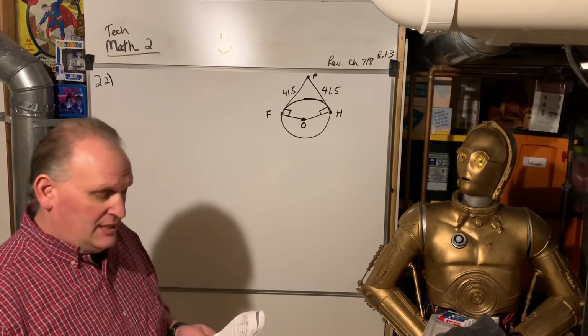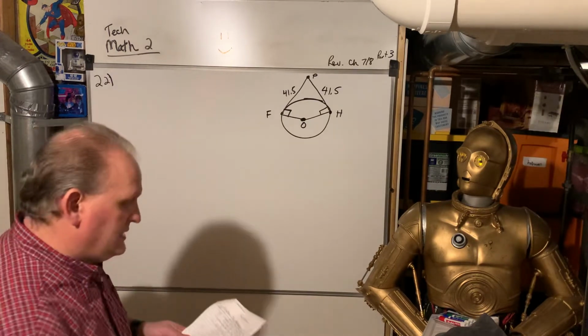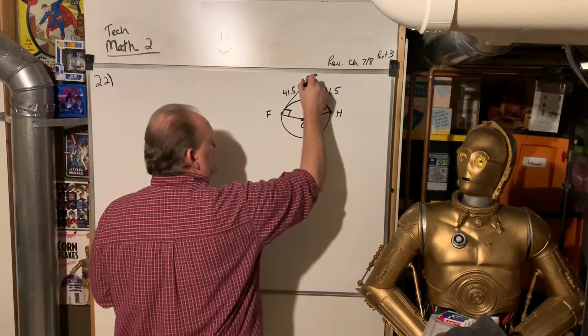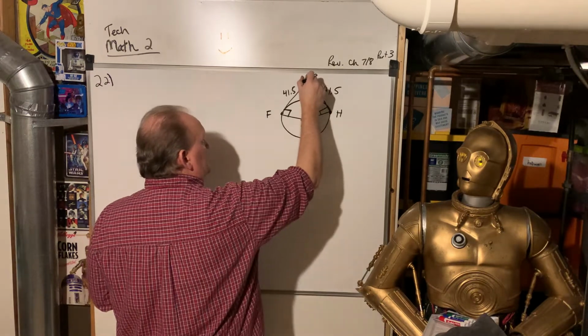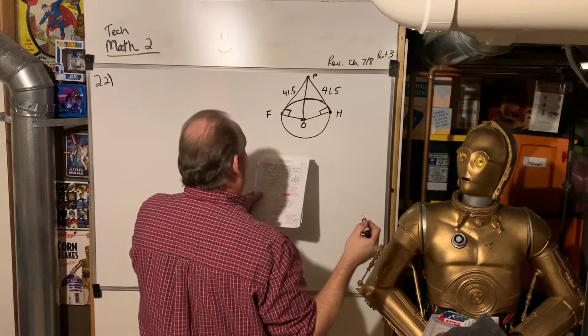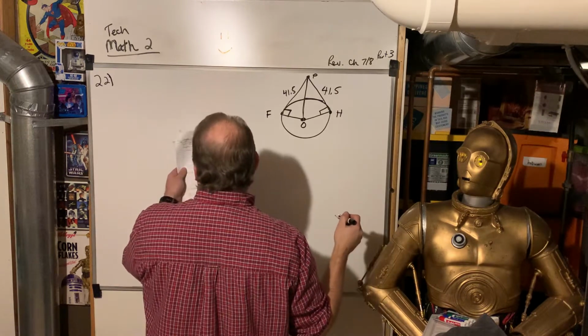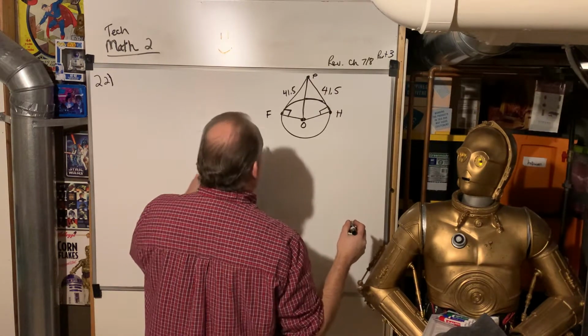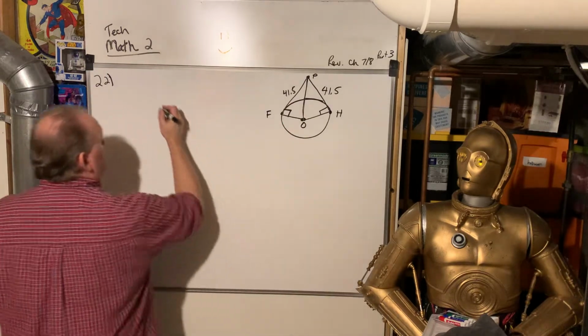All right. PF is 41.5. OP is 47.6. So they do give us this length also: from the point outside the circle to the center is 47.6. Now they want us to find the radius, OF. Okay, so look what we have.